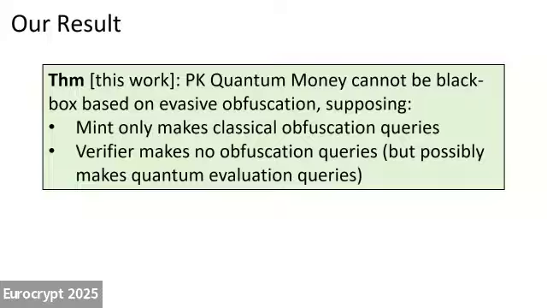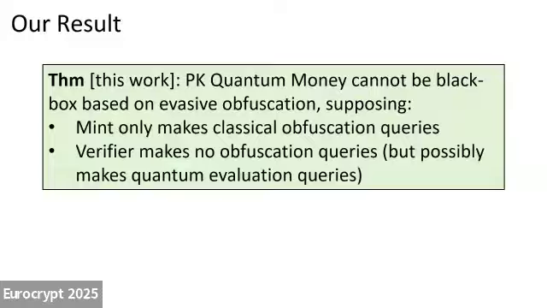So in this work, we're actually trying to see if we could base the construction off of evasive obfuscation, since it seems like we're almost there. Nothing we tried worked. So we thought about it a little more and eventually arrived at this following result, showing that more or less we can't construct public key quantum money from evasive obfuscation. So the main theorem is that public key quantum money cannot be based in a black box way on evasive obfuscation under some assumptions about how the quantum money scheme works.